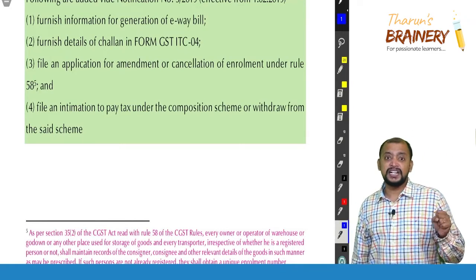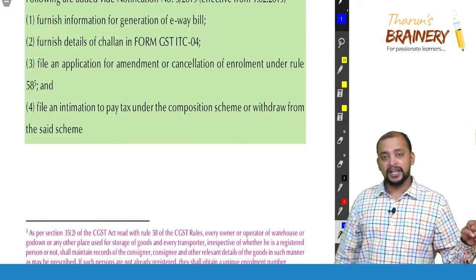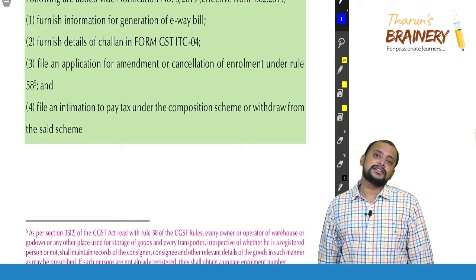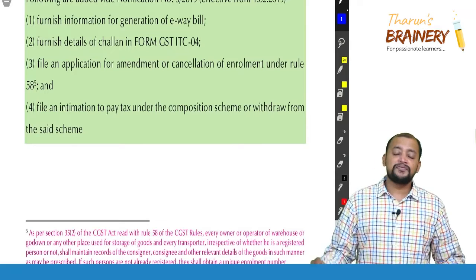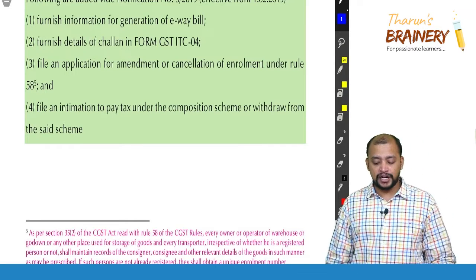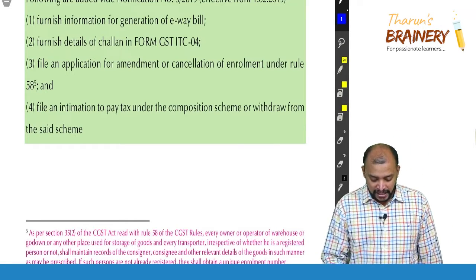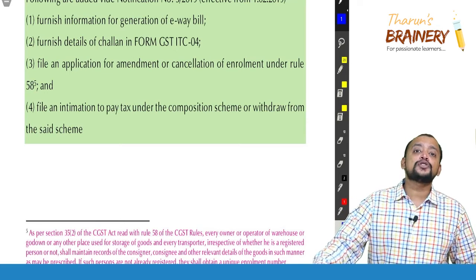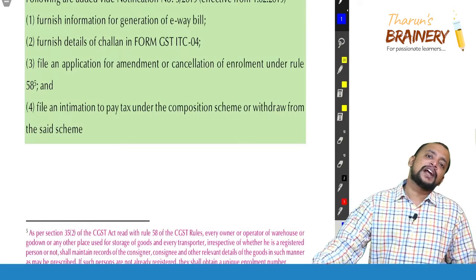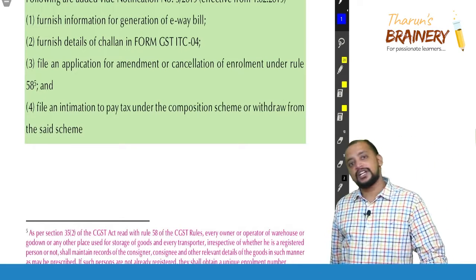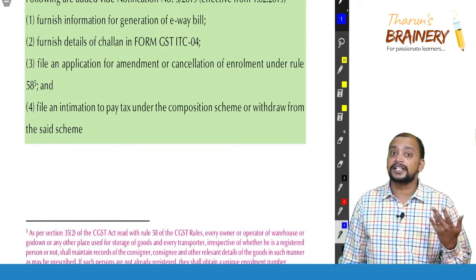he can furnish the details of e-way bill, number 5, and he can furnish the details of goods sent on job work, ITC 4. He can file an application for amendment or cancellation of enrollment. There is something called a unique enrollment number, which is given to every transporter or warehouse keeper, even though their aggregate turnover does not exceed the threshold limit.